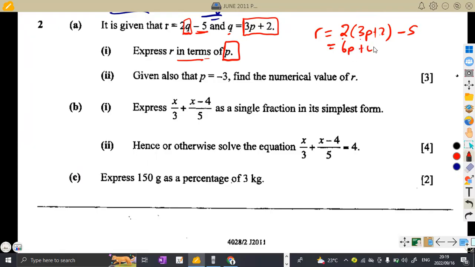2 by 2, that is 4 minus 5. You can collect like terms. That's 4 minus 5, which is minus 1. So this is R in terms of P, okay? So that was your item 1.